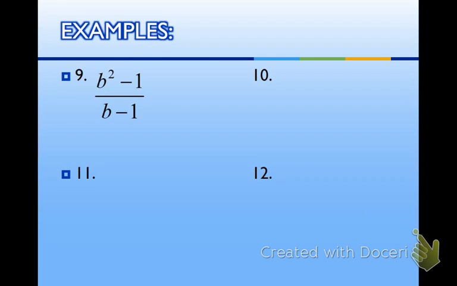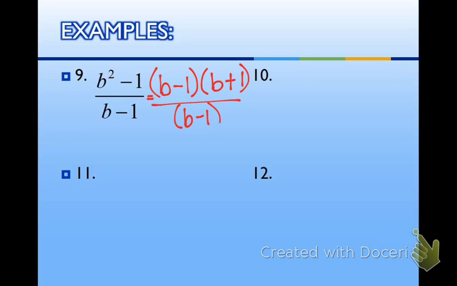How are we going to factor that numerator? b minus 1, b plus 1. Good, it's the difference of two squares. So we have b minus 1 times b plus 1, all of it over b minus 1. So what cancels out? The b minus 1s, and we're left with b plus 1.